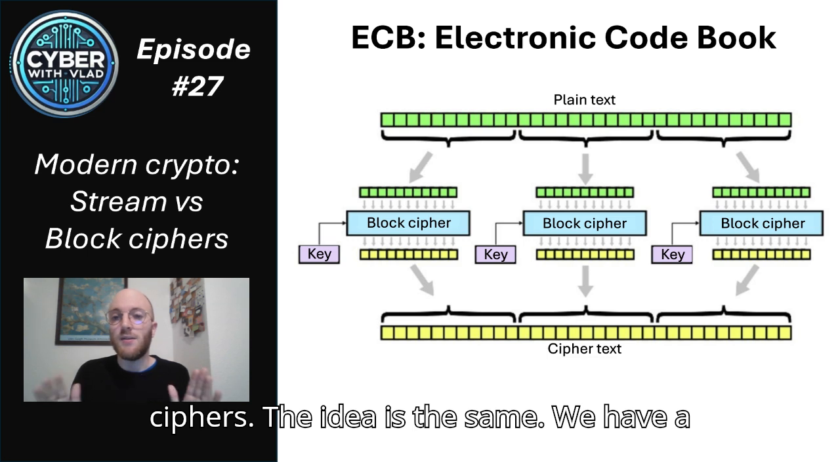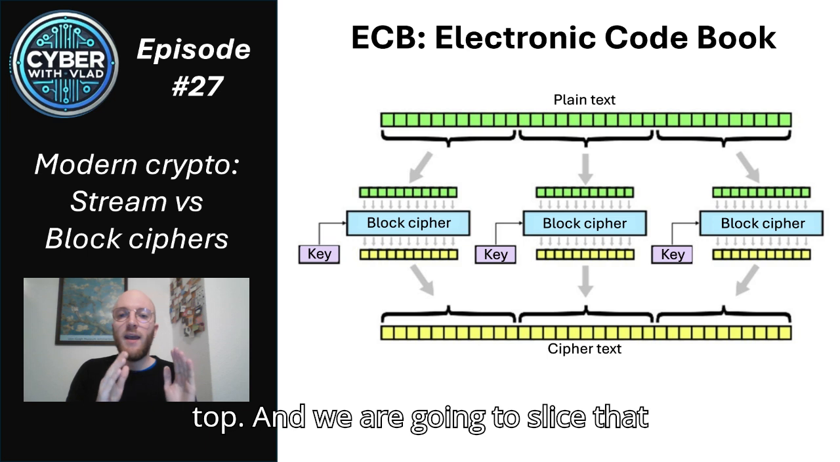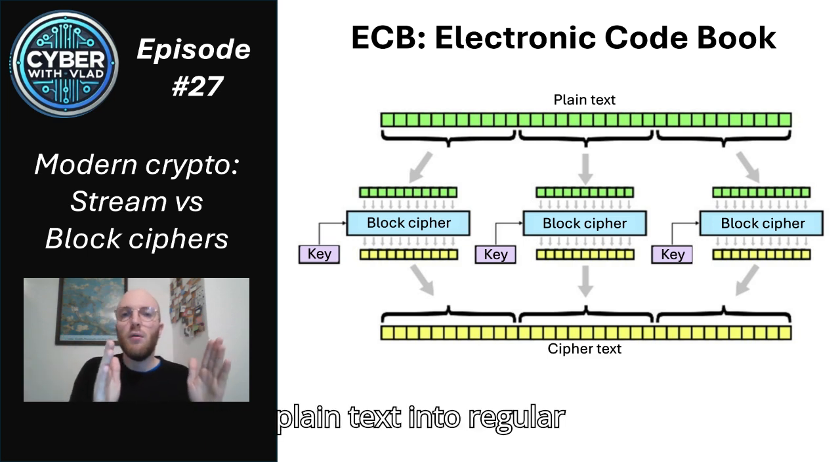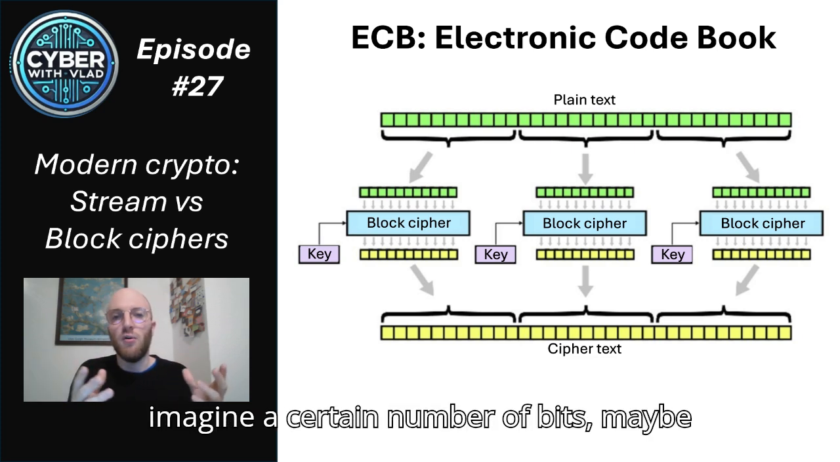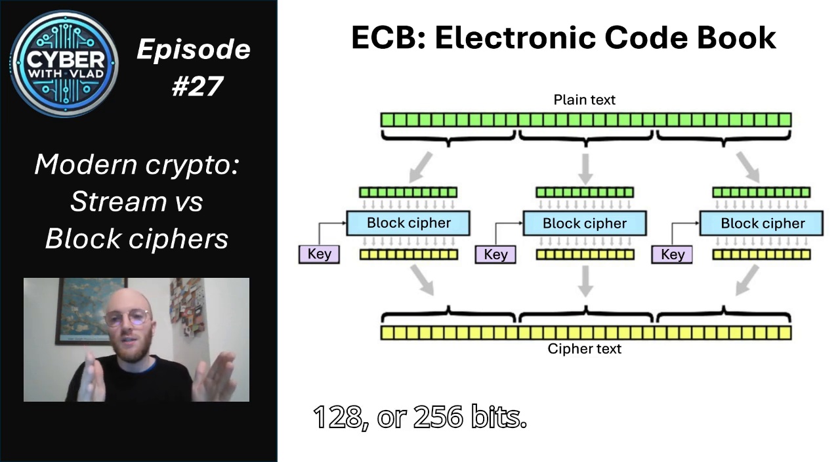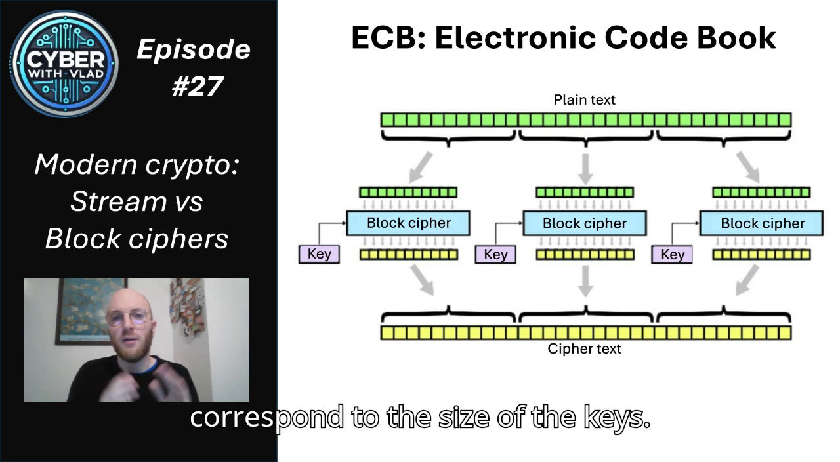The idea is the same. We have a plain text shown here in green at the top, and we are going to slice that plain text into regular portions. So here, of course, if we imagine a certain number of bits, maybe it's sections of 64, 128, or 256 bits. Those numbers are not random.